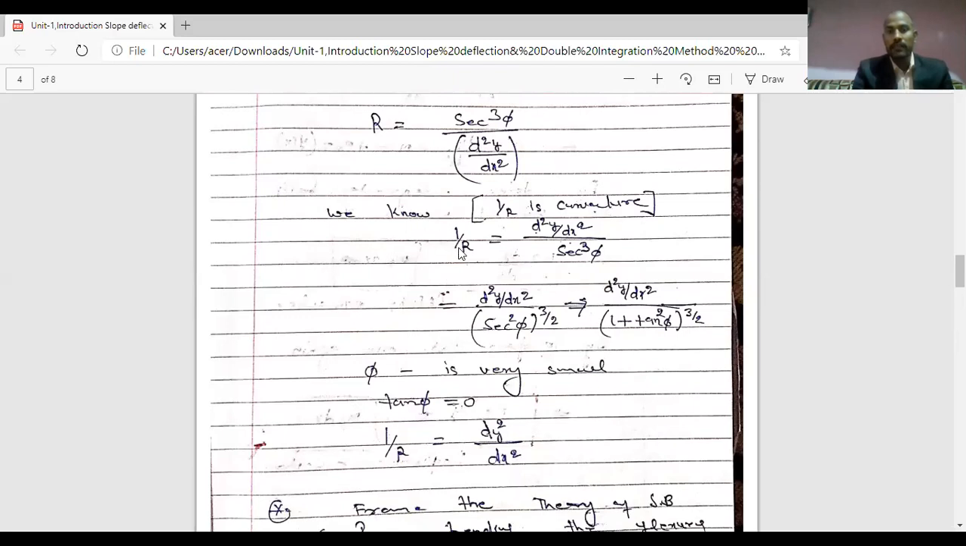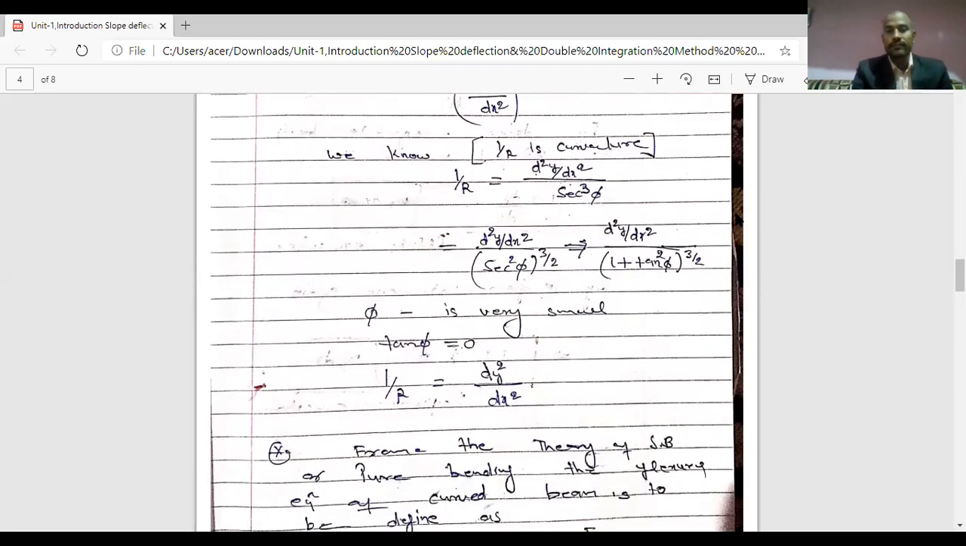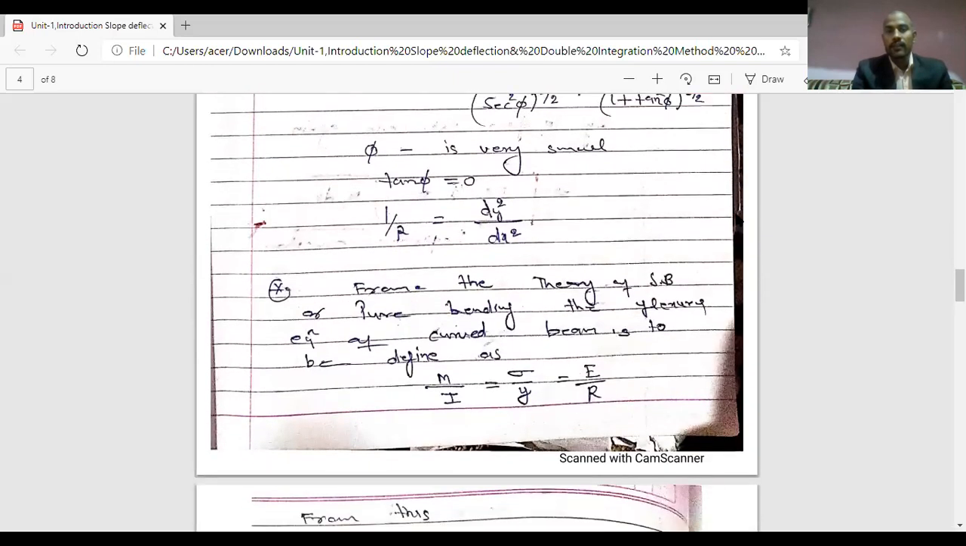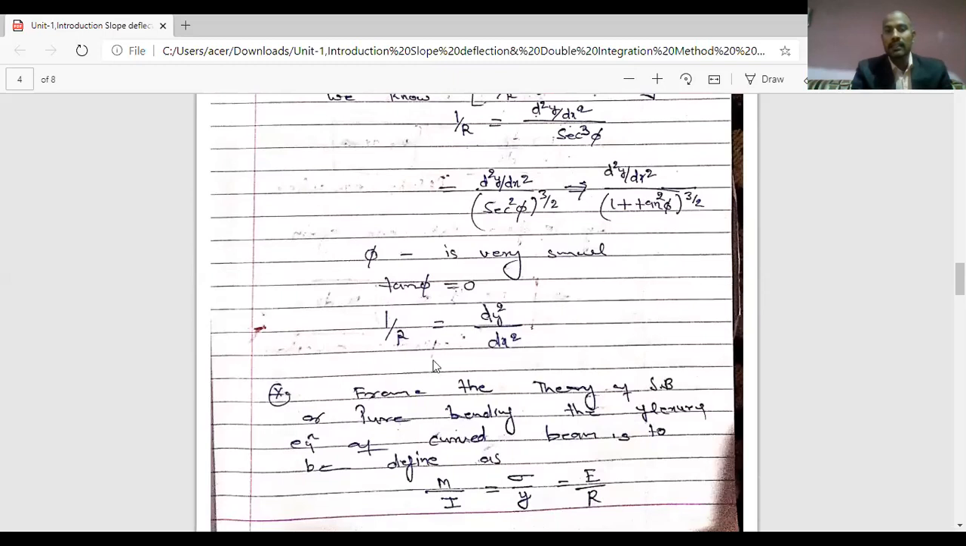Here we derive 1 by r, that is the curvature. One by r is the curvature. We know that 1 by r equal to d square y by dx square.